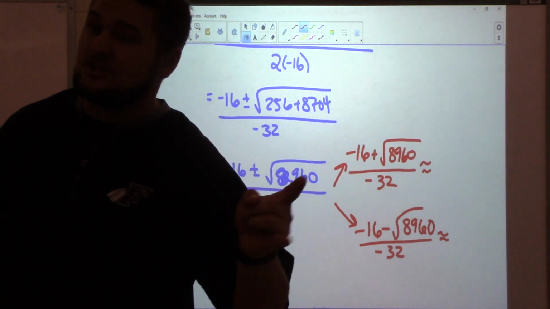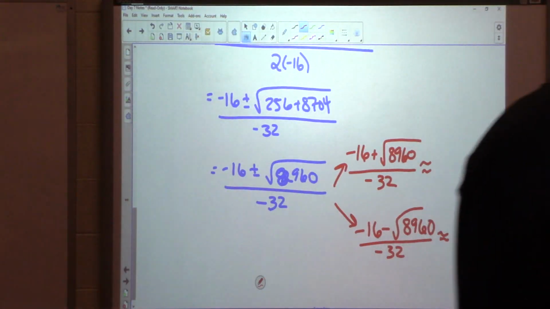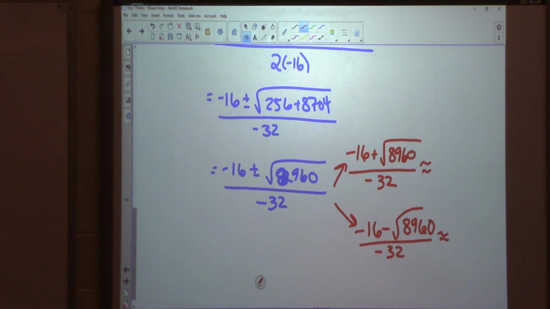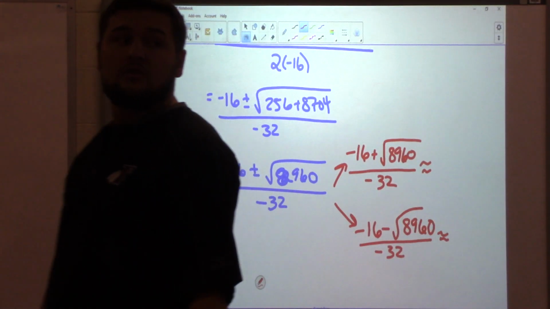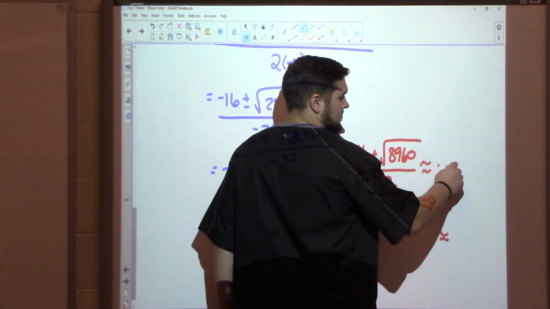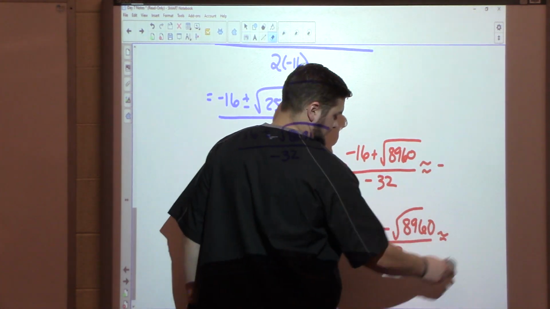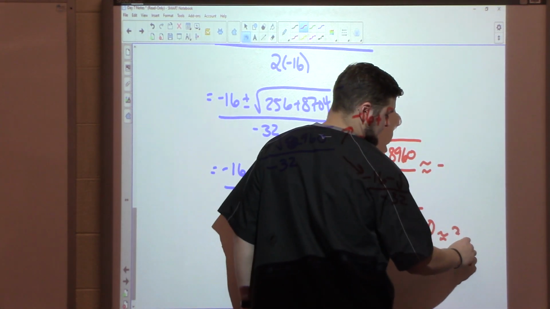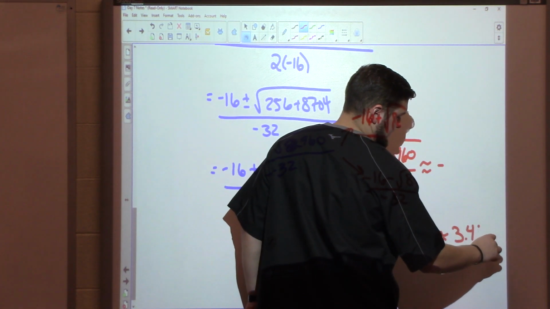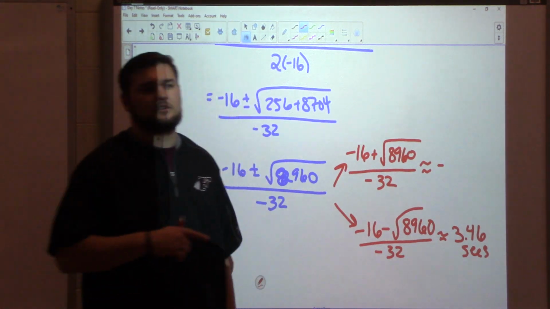So anytime we're doing application problems, it's okay to get a rounded number. Someone put it in their calculator? Anybody? Okay, so you got the first one here? Andrew, what did you get? 2 decimals. 3.46. Okay? So 3.46 seconds for the subtraction.